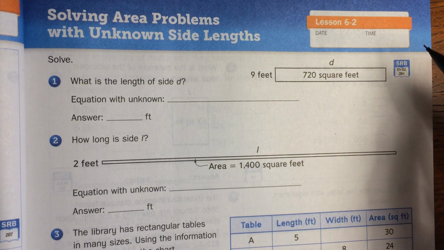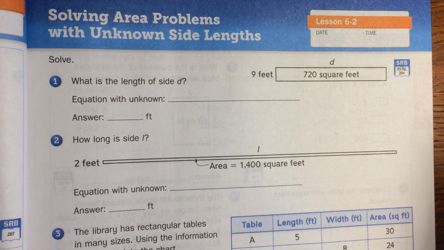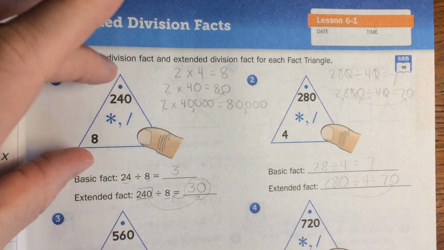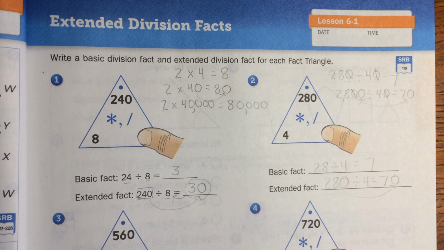Welcome to 4th grade lesson 6-2, solving area problems with unknown side lengths. We're on page 193. Before I begin, it's going to be important to make sure that you understood at least the basics of what was going on in lesson 6-1, because we're building off of what we learned in 6-1.